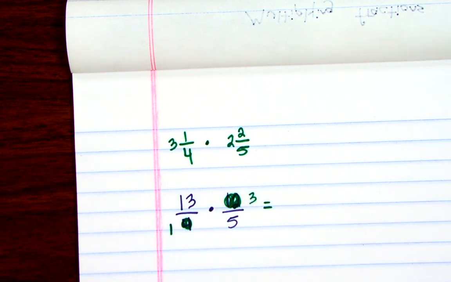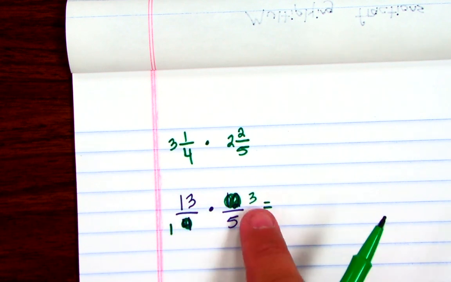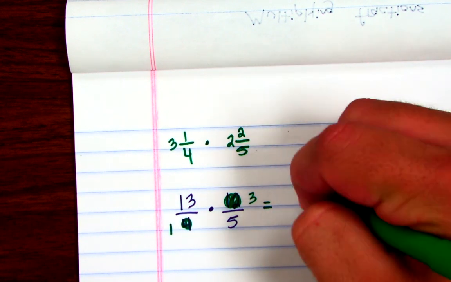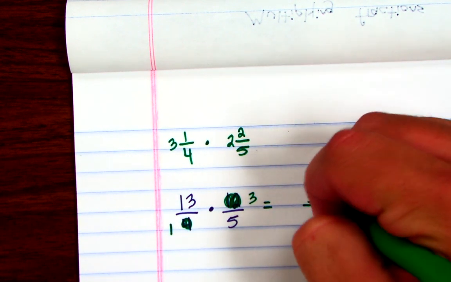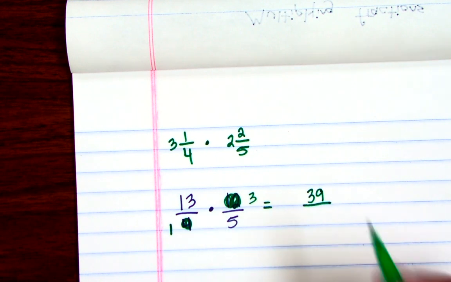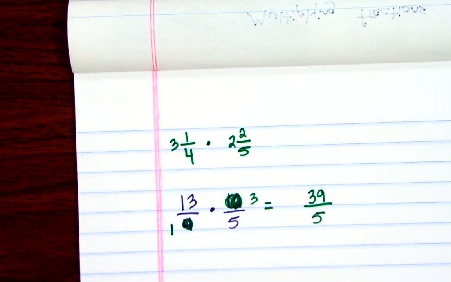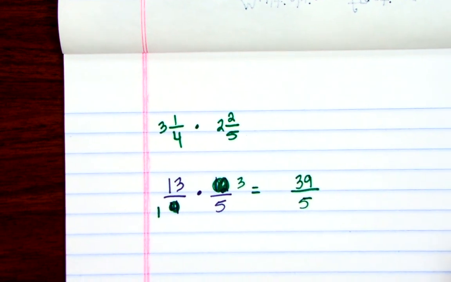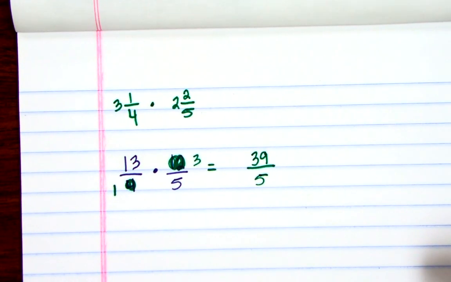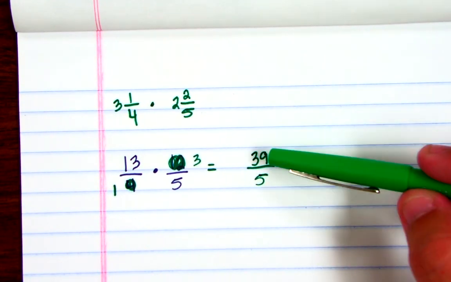Okay, so let's see if we can finish solving this problem. 13 times 3 is 39. 1 times 5 is 5. Now, some of y'all can do this mathematically or in your head. How many times can 5 go into 39 evenly?